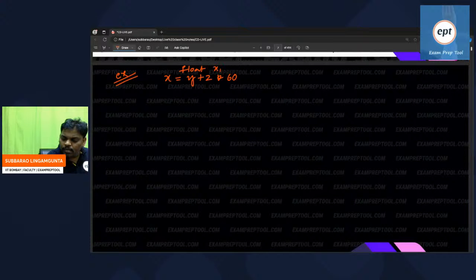Float x comma y comma z. Declaration is also there. Then x is equal to y plus z star 60. Before using any variable, you have to declare it, so I declared. But my goal is only the second statement, not the first statement.